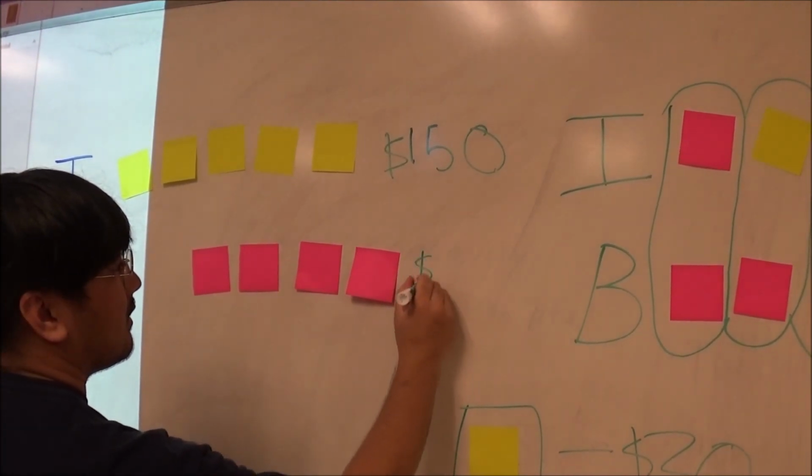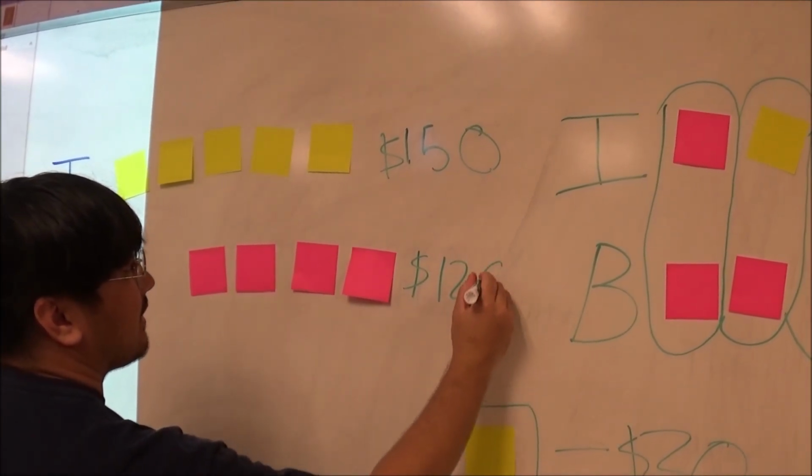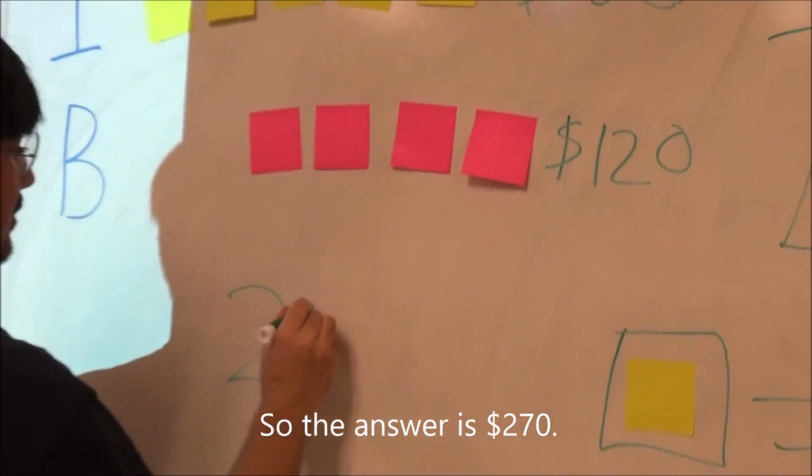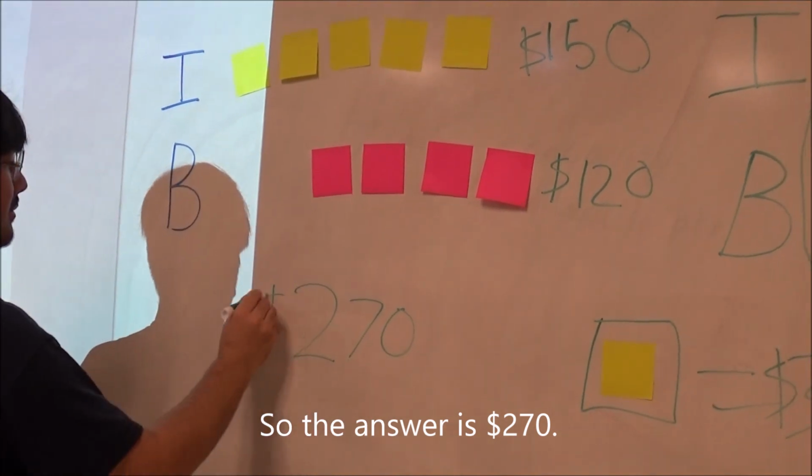And then we simply have to add those 2 numbers up together to get our final answer of $270 together between the 2 boys.